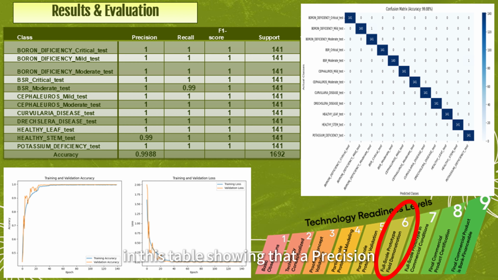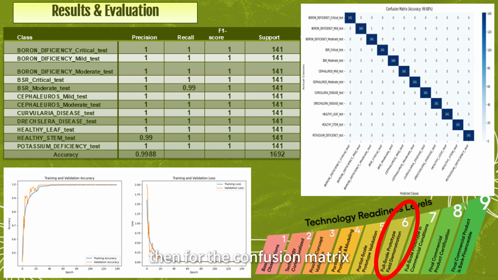This table shows the precision, recall, F1 score and support for 12 classes, for example boron deficiency, potassium deficiency, BSR and others. Overall accuracy is 99.88%, validated on a test set of 1,692 samples. The accuracy evolution graph on the right side and loss evolution on the left demonstrate that the model has a very high accuracy level, with loss decreasing over each epoch.